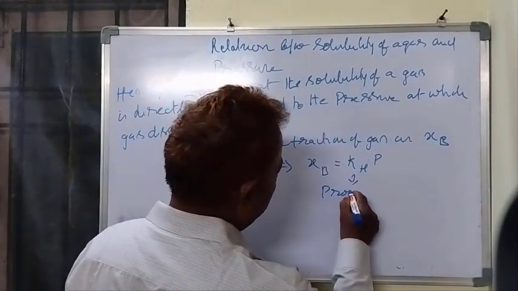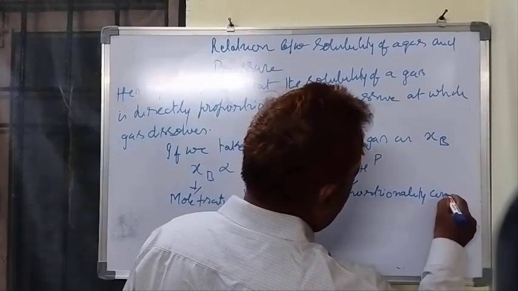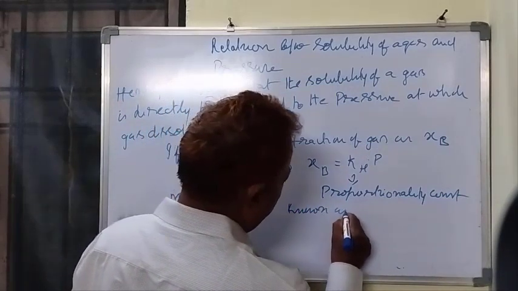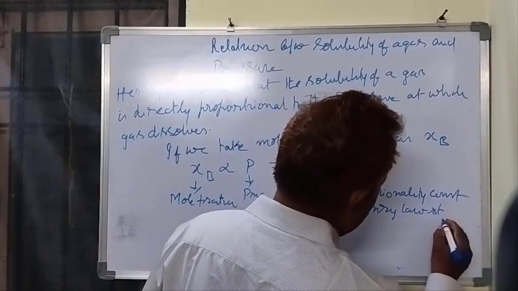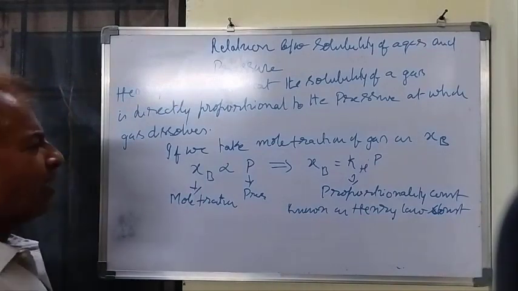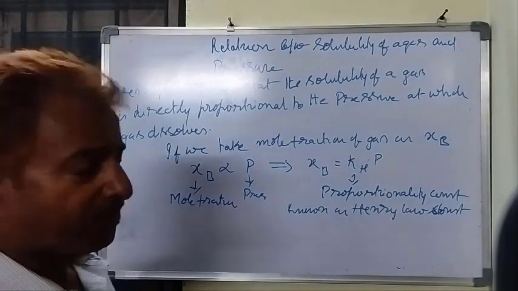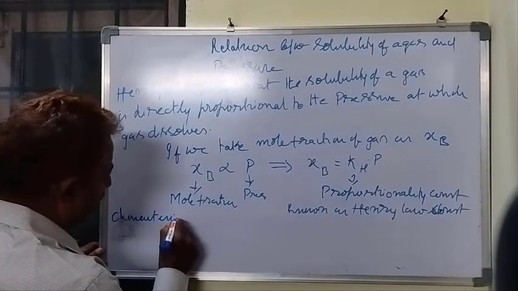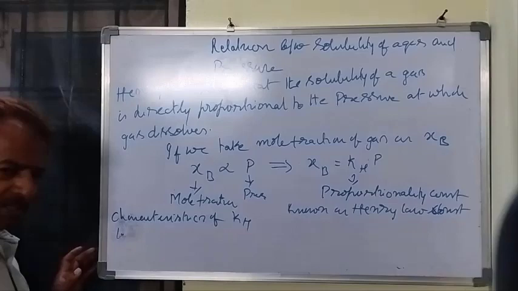So this proportionality constant is known as Henry's law constant, or Henry's constant. Right. So if KH is higher, solubility is less, and vice versa. Now let us see the characteristics of KH.